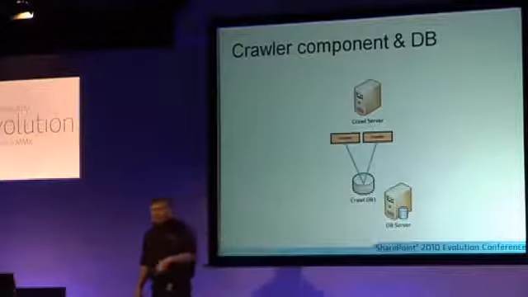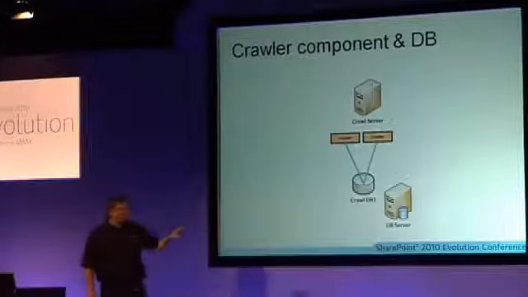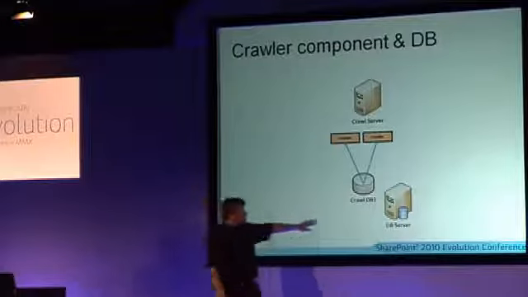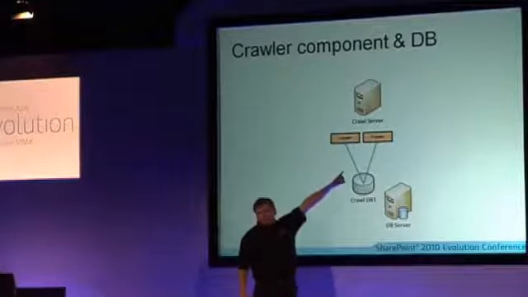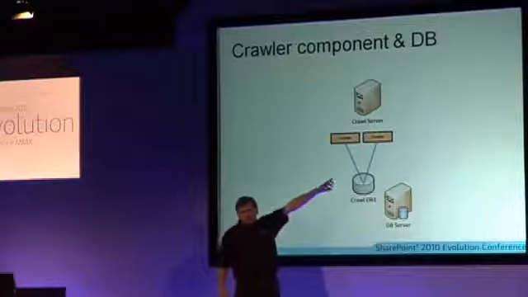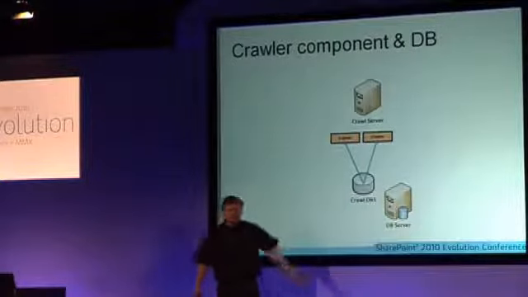You can have more than one crawler component per machine. If you have more than one crawler component talking to a single database, you have resiliency. If this crawler component fails, this one will pick up the load and carry on. Okay, it's on the same physical machine though. So what happens if the physical machine fails?